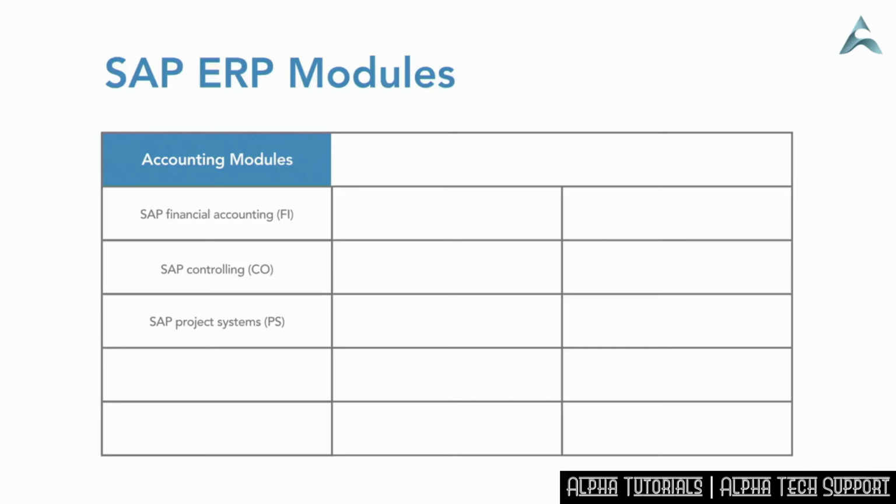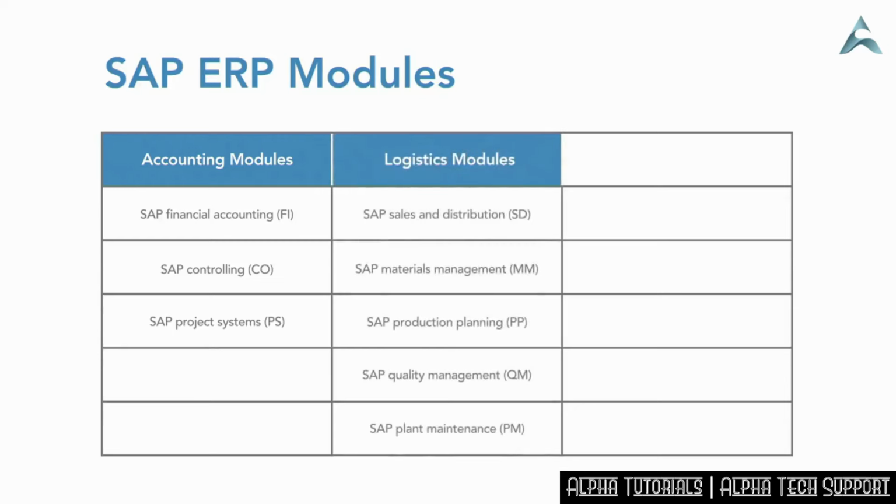A third common accounting module is SAP Project Systems. This houses project planning, project monitoring, and project costing functionality. The next group are logistics modules. SAP Sales and Distribution has sales order processing and shipping.